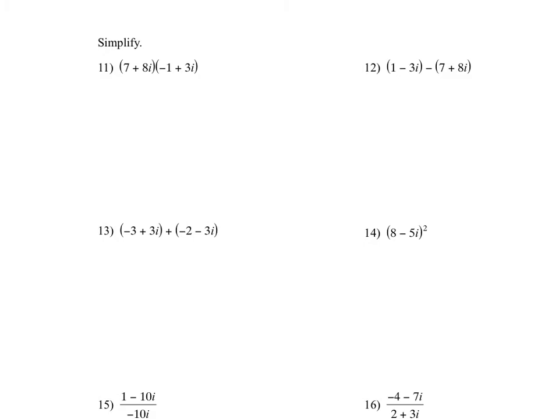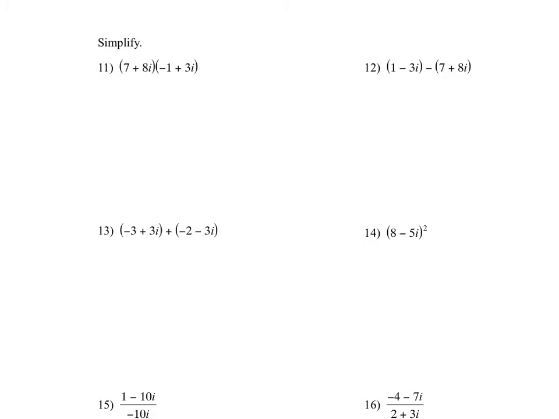All right, so now we're going to work on some operations with imaginary numbers. So I'm going to work through a couple of these with you, and then again, you can check the completed answers for the final worked out solutions for all of these. Number 11, I know that we're multiplying because there's no symbol in between the two sets of parentheses. So we're going to use our FOIL method.